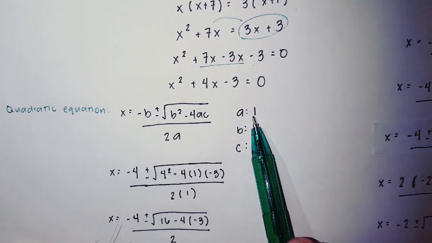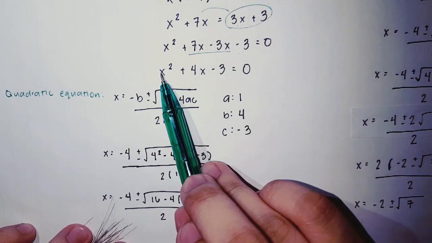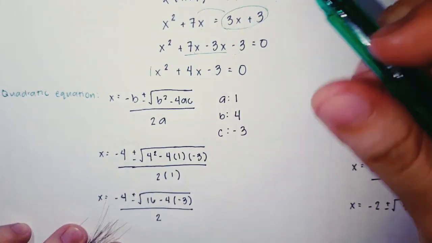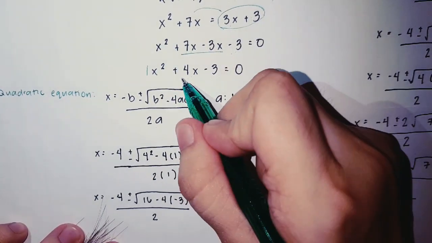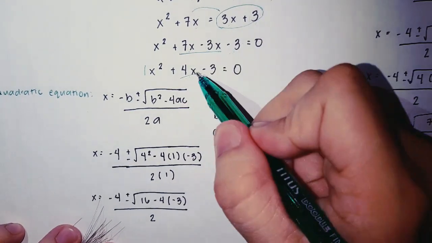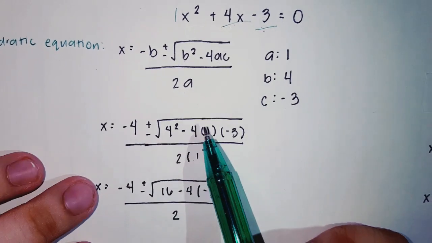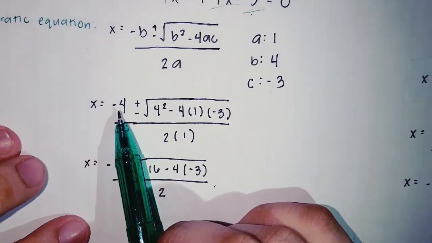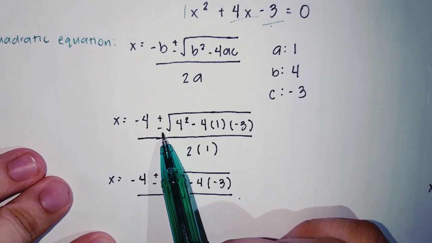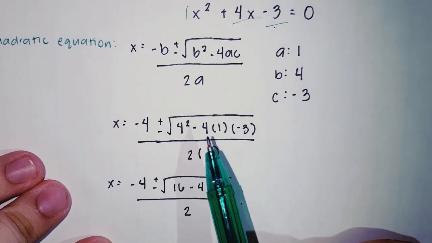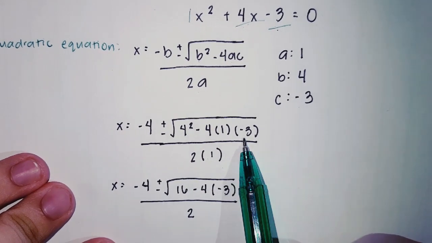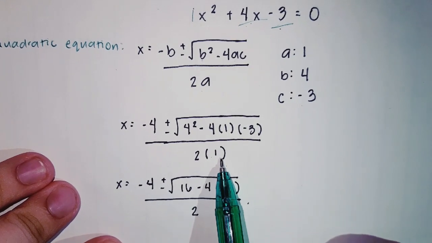Our value for a is 1 because of the invisible 1 in here, 4 because of here, and negative 3 from here. So we just have to follow the formula. It's going to be x equals negative 4, plus or minus the square root of 4 squared minus 4 times 1 times negative 3, over 2 times 1.